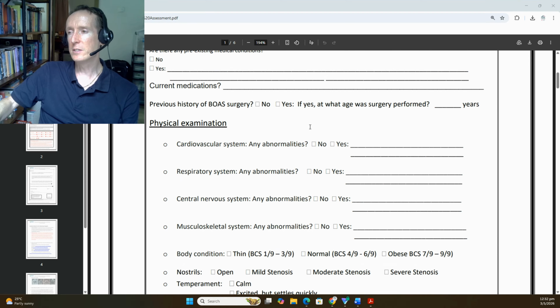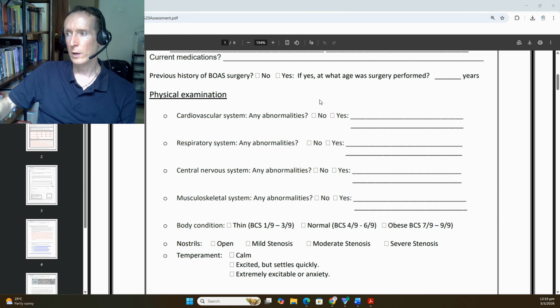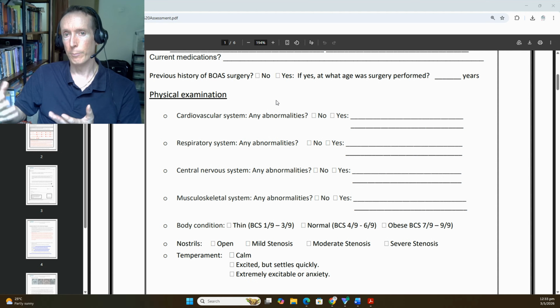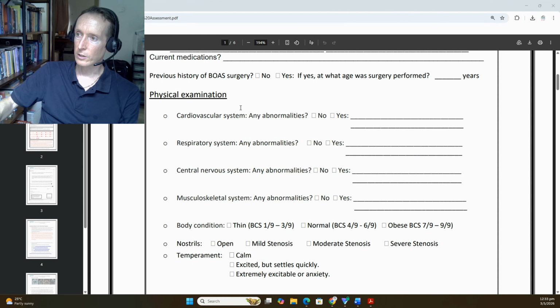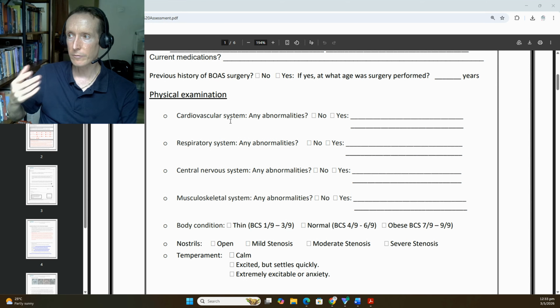Okay, then we do a physical examination. We're looking at the pet and examining the pet, using our experience but also the stethoscope and any kind of simple palpation to try to get an idea of the pet's health. So we look at the cardiovascular system by looking at the color of the gums, listening to the heart with a stethoscope, checking the rate and rhythm.